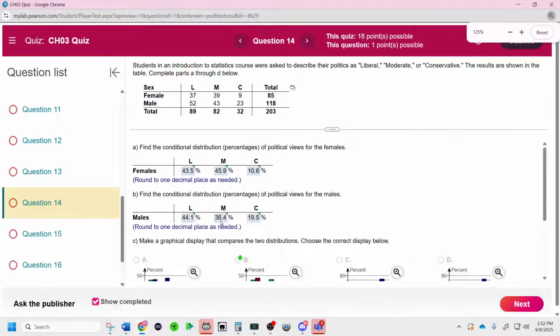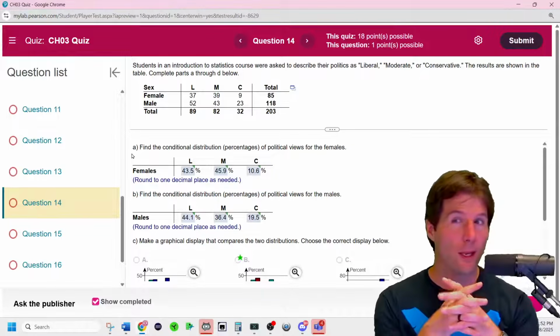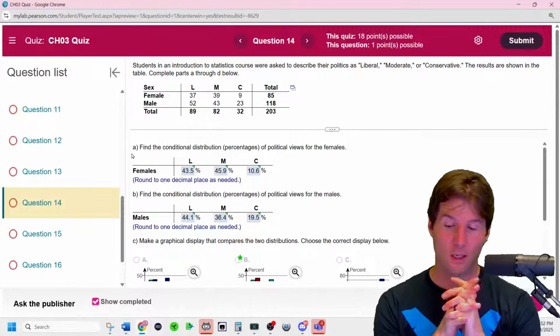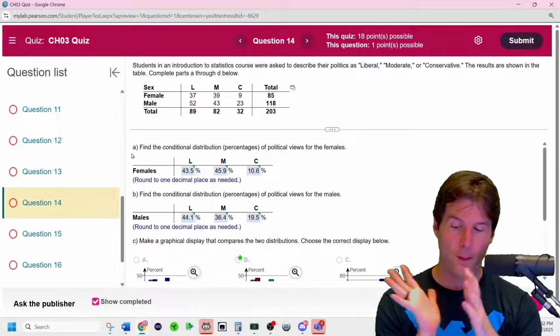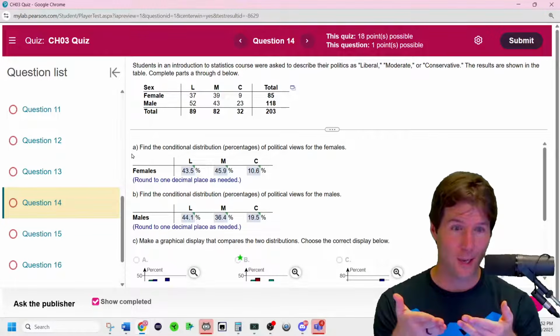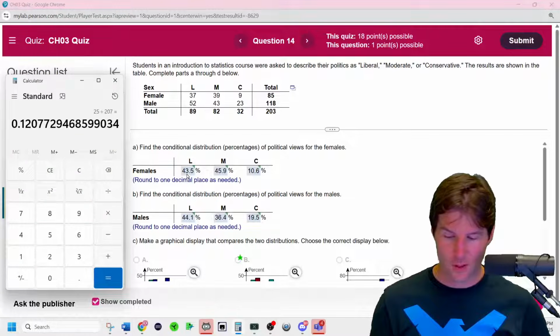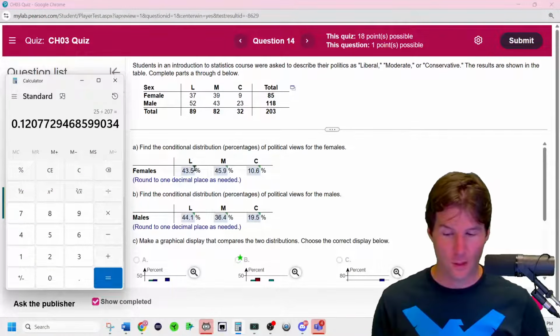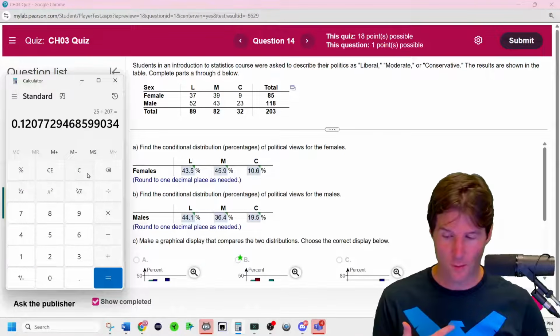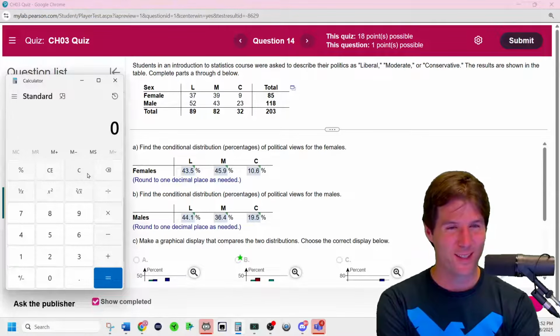This one has you find the conditional distributions right away. It's very similar. If somebody is female, how would you break down each one of these categories? Does that make sense? How is this 43.5 found? If somebody is female, what's the probability they're liberal? Someone type the answer in the chat.